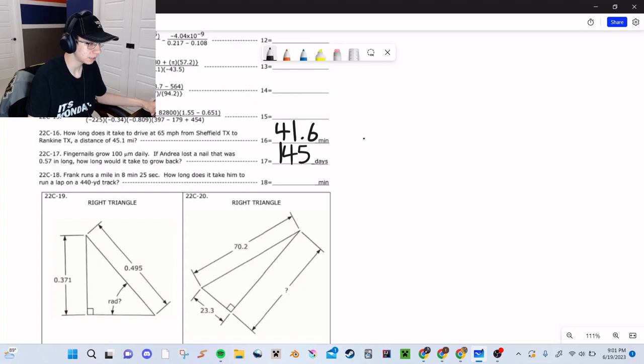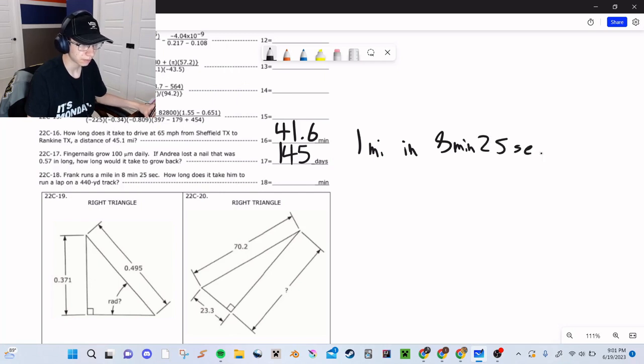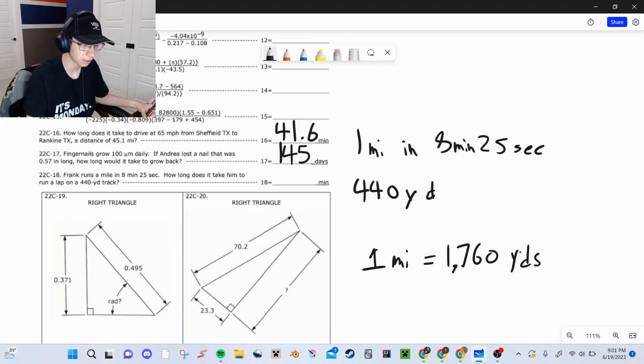Okay, so number 18. Frank runs 1 mile in 8 minutes 25 seconds, and we want to know how long it takes him to run a lap that is 440 yards long. So let's change yards to miles so we're all in the same units. The conversion to know here is that 1 mile is equal to 1760 yards. So memorize this conversion.